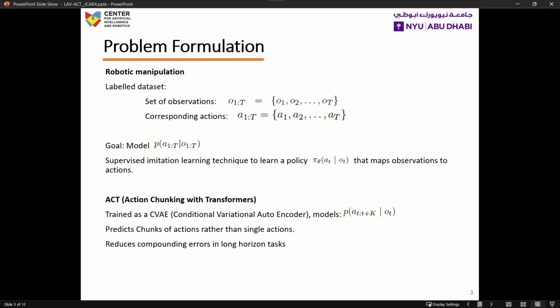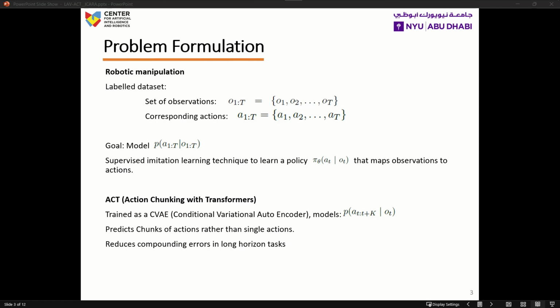So the task at hand is given a sequence of observations O1 to OT and their associated actions A1 to AT. Our objective is to model the probability of action sequence A1 to T given O1 to T. So this can be done as a supervised machine learning approach where we train a policy pi that maps observation to actions. And one such policy is ACT, which is a short form for action chunking with transformers, where instead of predicting single actions, ACT predicts chunks of action at a time using a CVAE, conditional variational autoencoder architecture.